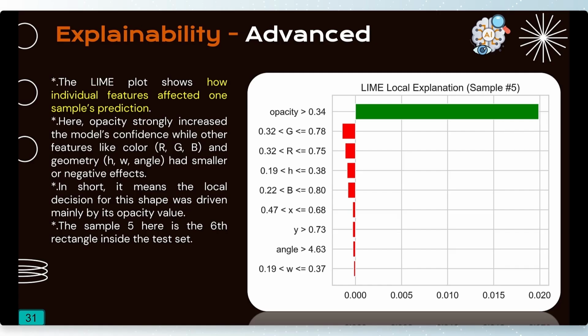Here we can see the LIME plot. The LIME plot shows how individual features affected one sample's prediction. Here, opacity strongly increased the model's confidence, while other features like RGB and geometry like H, W, and angle have a smaller or negative effect. In short, it means that the local decision for this shape was driven mainly by the opacity value. Sample 5 here is the 6th rectangle inside the test set.